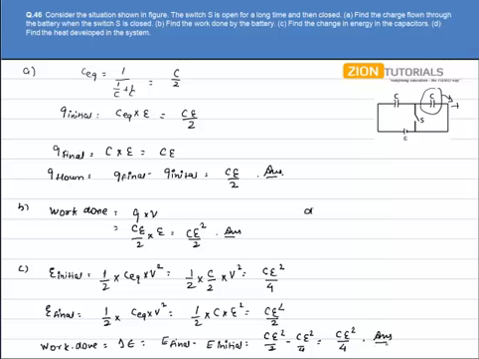In the D part, we had to calculate the heat developed. Now clearly the change in energy is equal to heat losses, so heat losses is equal to the change in energy, that is C epsilon square by 4, as calculated in the C part. That is the answer.